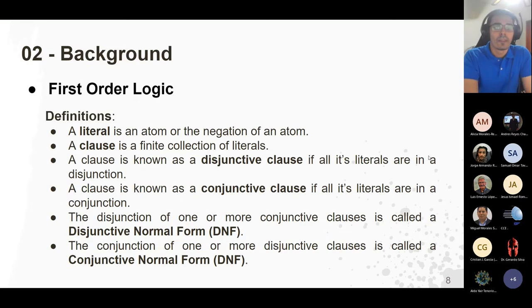A literal is an atom or the negation of an atom. A clause is a finite collection of literals. When the literals are in a disjunction, it is called a disjunctive clause. And if the literals are in a conjunction, it is called a conjunctive clause. The disjunction of one or more conjunctive clauses is called disjunctive normal form. And the conjunction of one or more disjunctive clauses is called conjunctive normal form.